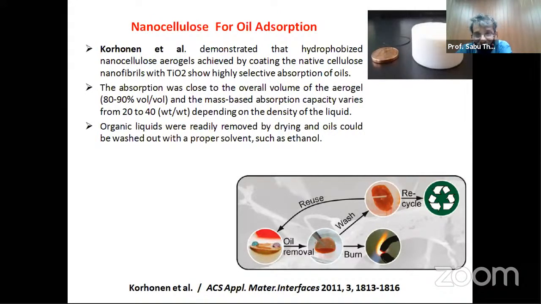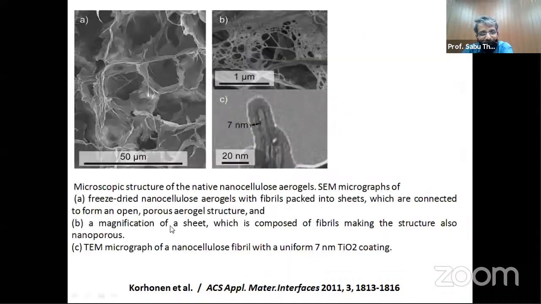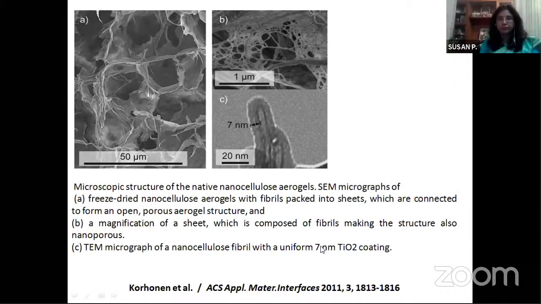You know what they did? The Finnish group did something very interesting. They made the cellulose surface hydrophobic by TiO2 coating. When you do a TiO2 coating, titanium dioxide coating, on the surface of this nanocellulose, the surface becomes hydrophobic. So all the oil in the sea is absorbed by this spongy material. Water cannot enter because water is hydrophilic.